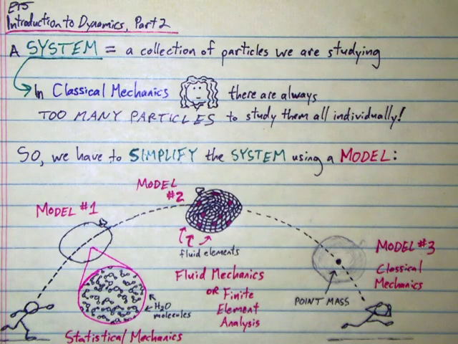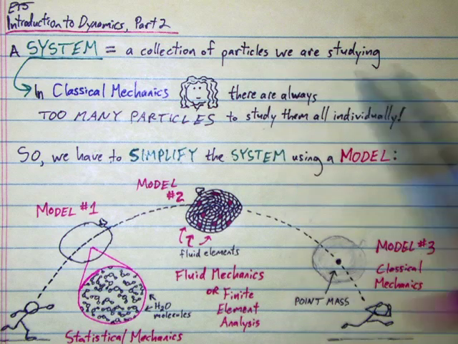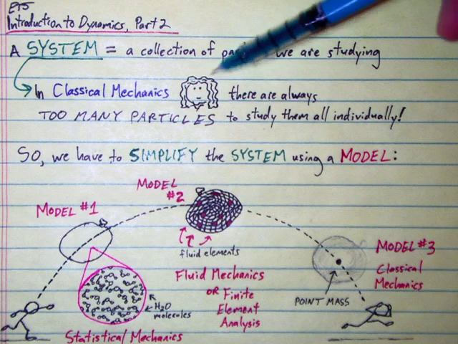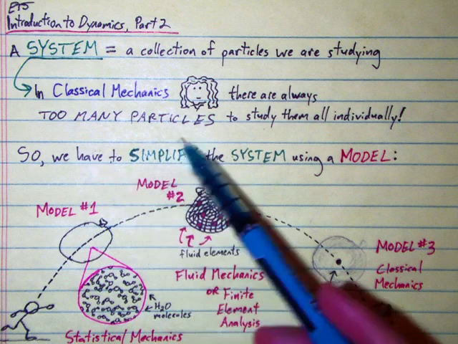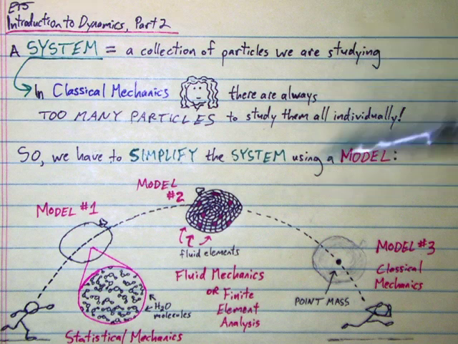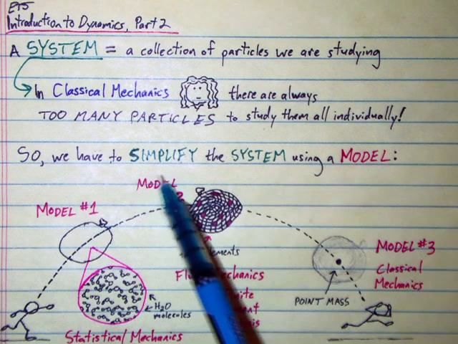Continuing to look at the theory of classical mechanics. When I say system, I mean a collection of particles that we're studying. In classical mechanics, also known as Newtonian mechanics, there are always way too many particles to study individually. Our objects are made of zillions of particles, or our systems contain zillions of particles. Too many to track them all individually. So we always have to make simplifying assumptions.